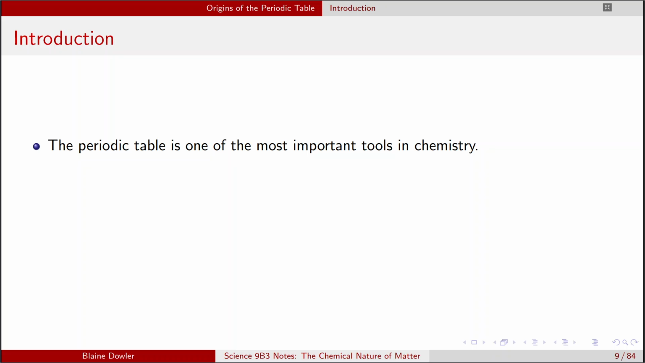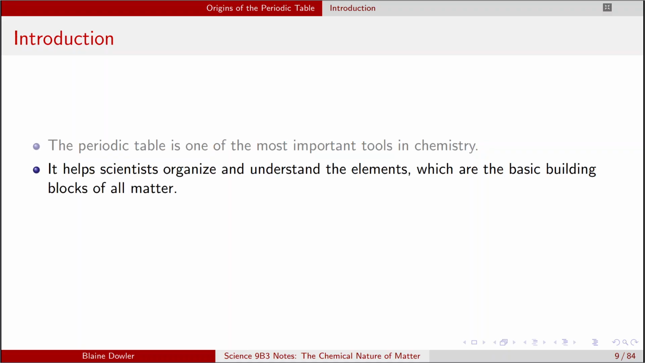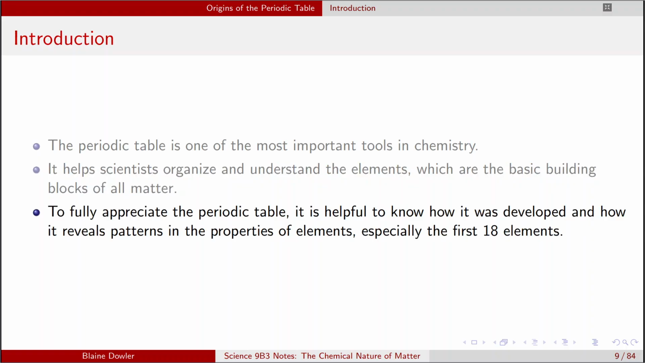Introduction. The periodic table is one of the most important tools in chemistry. It helps scientists organize and understand the elements, which are the basic building blocks of all matter. To fully appreciate the periodic table, it is helpful to know how it was developed and how it reveals patterns in the properties of elements, especially the first 18 elements.